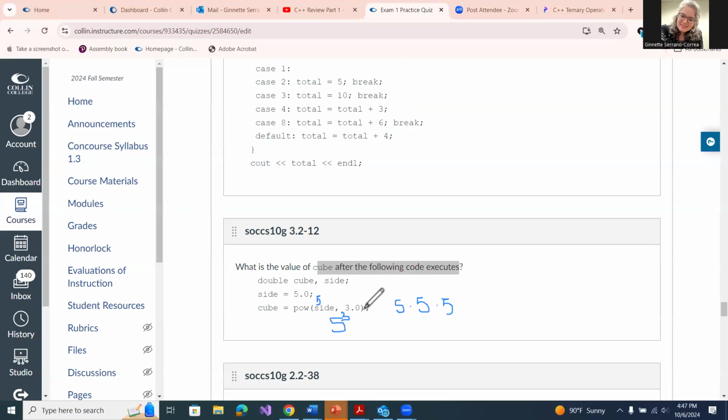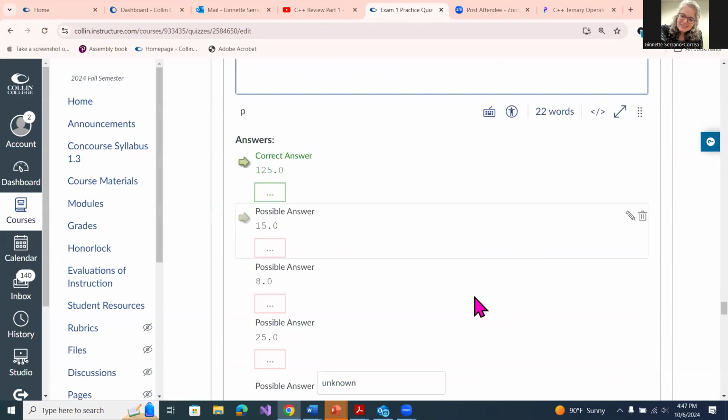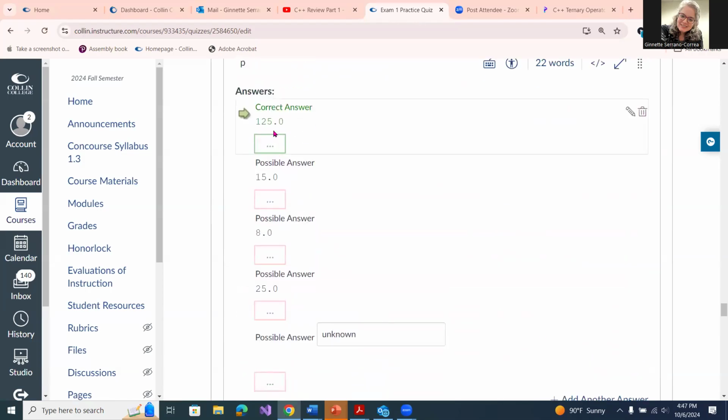Doesn't matter that it has 0.0. It's going to do that. And let me see what the answers are. Yeah, it says 125.0. So it does have the .0. Okay, next.